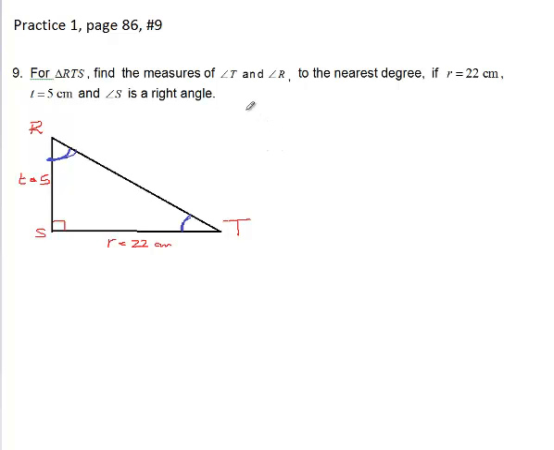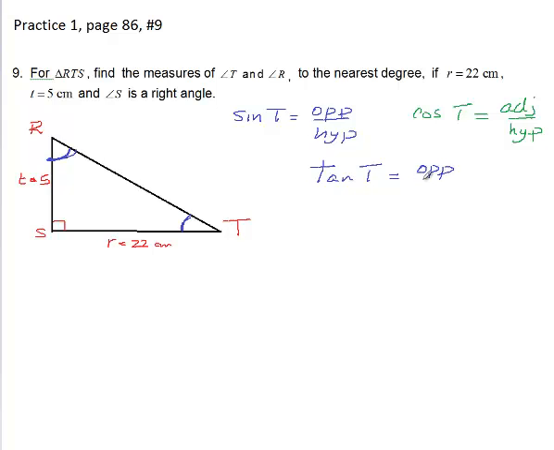Now let's look at our three primary ratios very quickly. We know the sine of an angle, let's pick angle T, for example, would be the ratio of its opposite side to the hypotenuse, right? The cosine of angle T is the ratio of its adjacent side to its hypotenuse. And the tan of T would equal the opposite over adjacent, right? So you know these by definition.